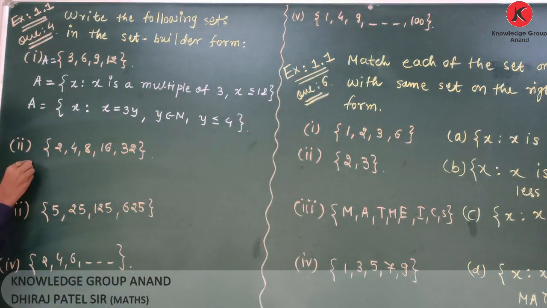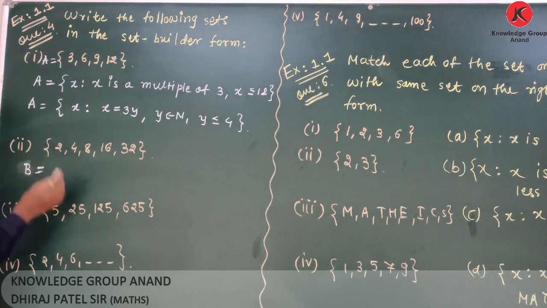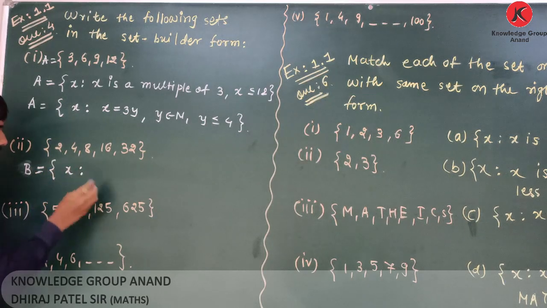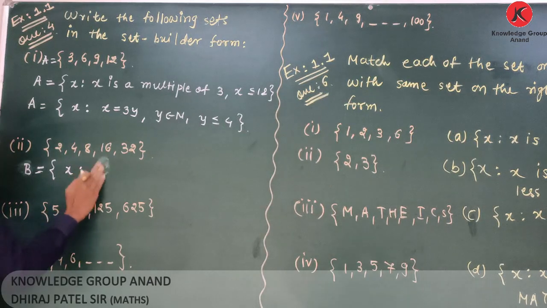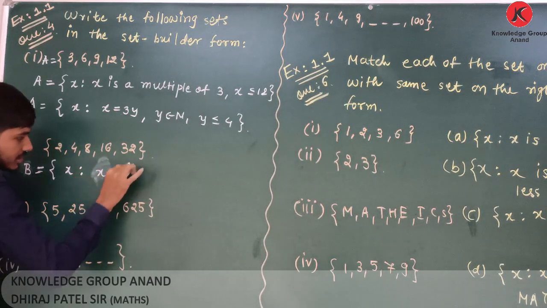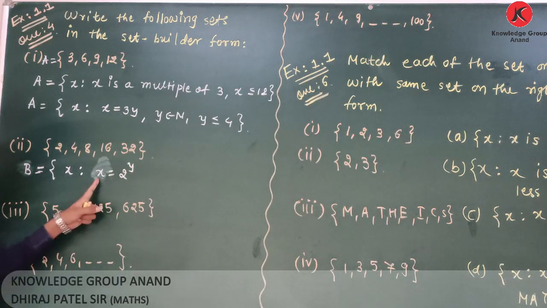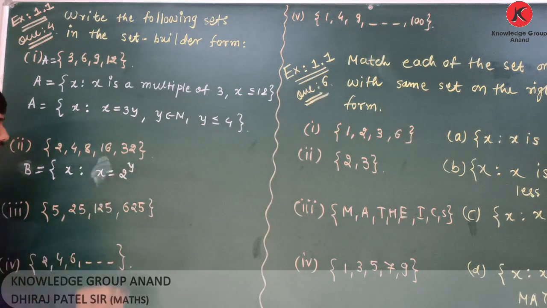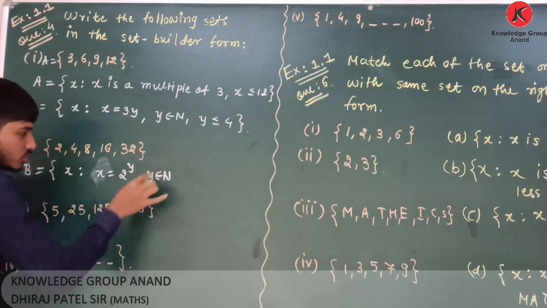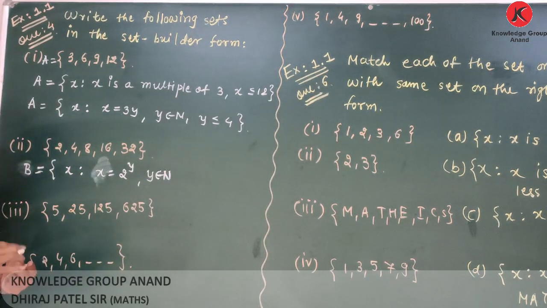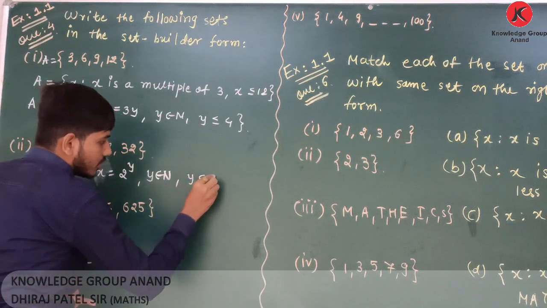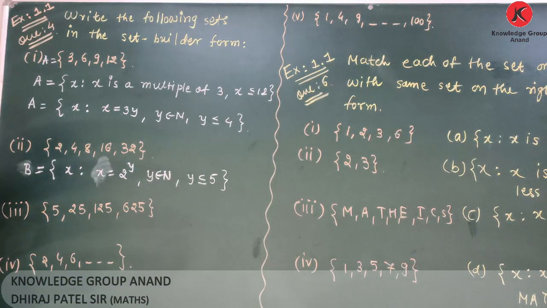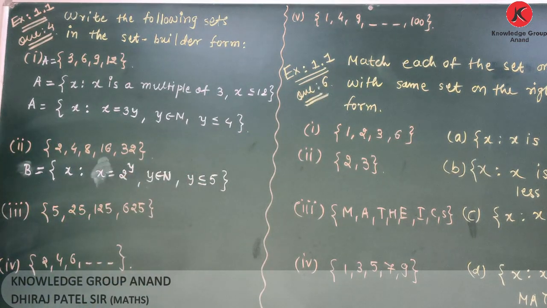Therefore, we can write the solution of this set. I am giving the name set B equals x such that x is equal to 2 raised to y, and y belongs to N. This condition is important. y belongs to N: 1, 2, 3, 4, 5. You have to consider y only less than or equal to 5. Clear? You have to stop at 5 only.